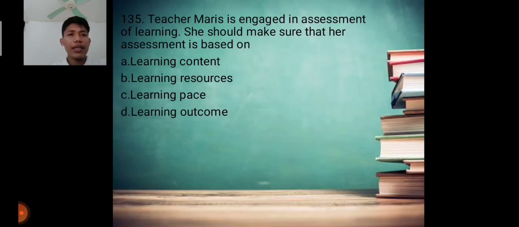135. Teacher Maris is engaged in assessment of learning. She should make sure that her assessment is based on A, learning content, B, learning resources, C, learning pace, D, learning outcome. So, she is engaged in assessment of learning. So, the correct answer is learning outcome.